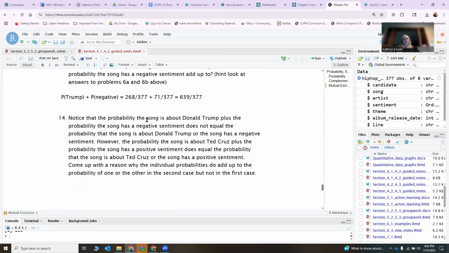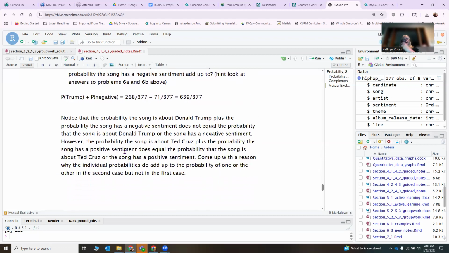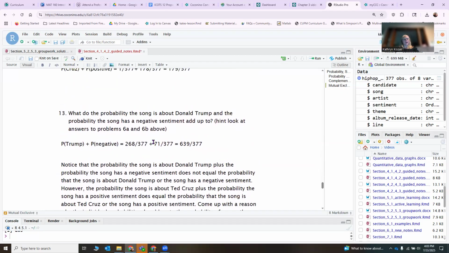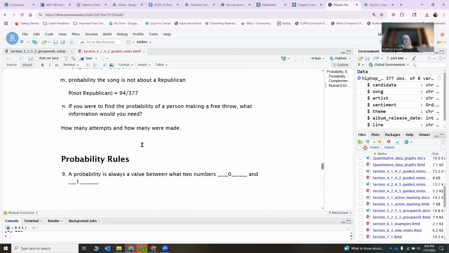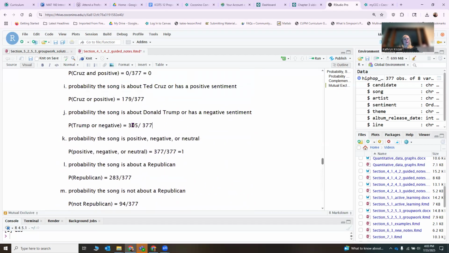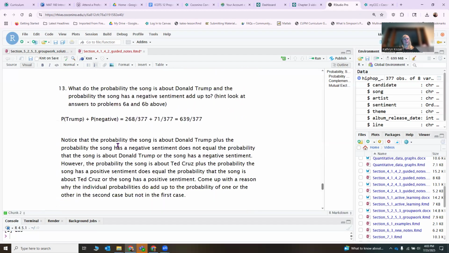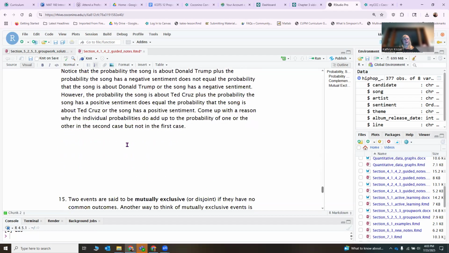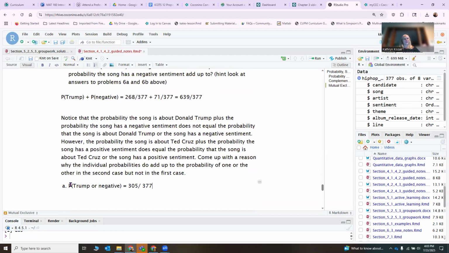So notice that the probability the song is about Donald Trump plus the probability the song is negative does not equal the probability the song is about Donald Trump or has a negative sentiment. So those don't seem to add up. So this is what we came up with. But when we did the probability, I'm going to copy this and put it down here. This or statement, they don't add up to the same. So noticing that they don't seem to add up to the same number, they don't seem to happen.